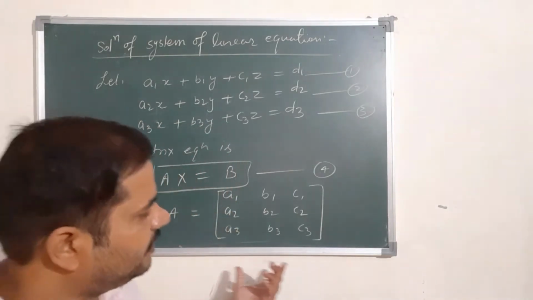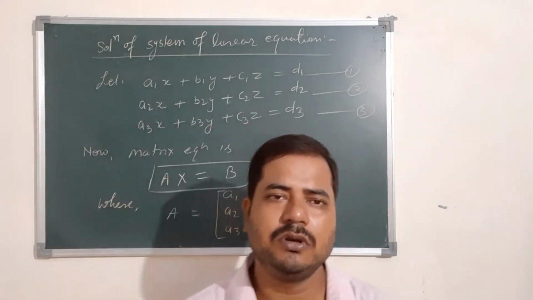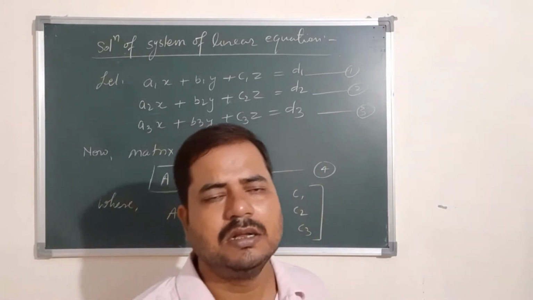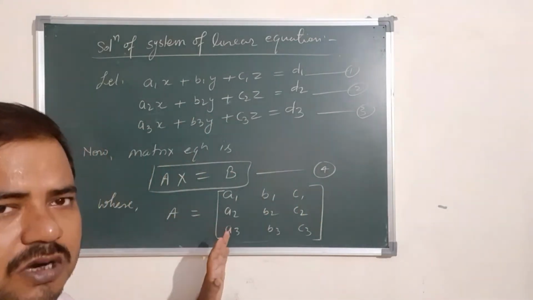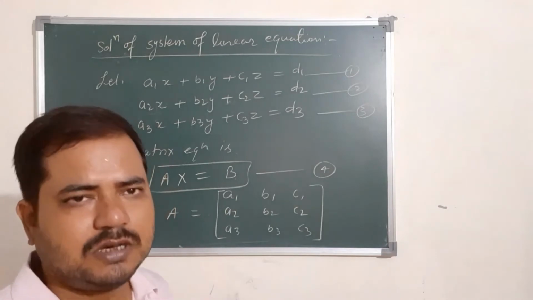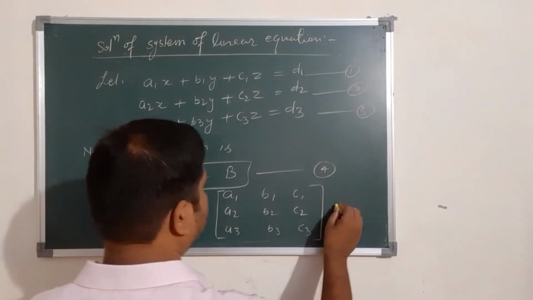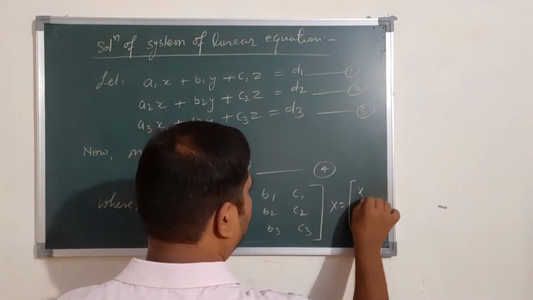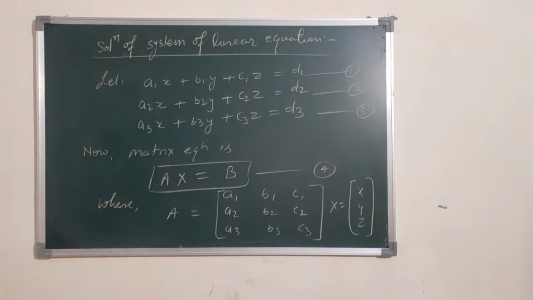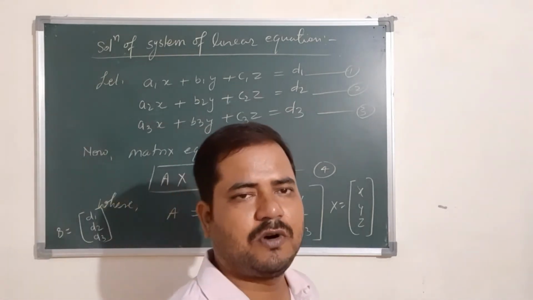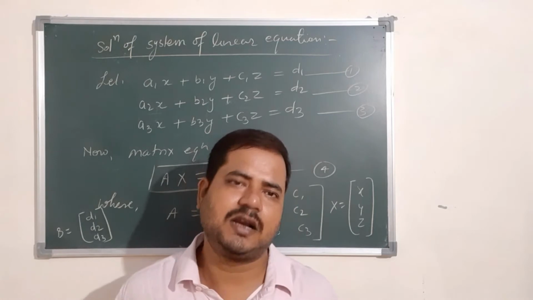If we find determinant of A is equal to 0, then we need not solve the equation, because in that condition the equation is inconsistent, that means there is no solution. So if determinant of A does not equal 0, then only we proceed and solve the equation. And x is the matrix x, y, z, and B is equal to d1, d2 and d3. So these are the matrix formation, that means formation of equation in matrix form.